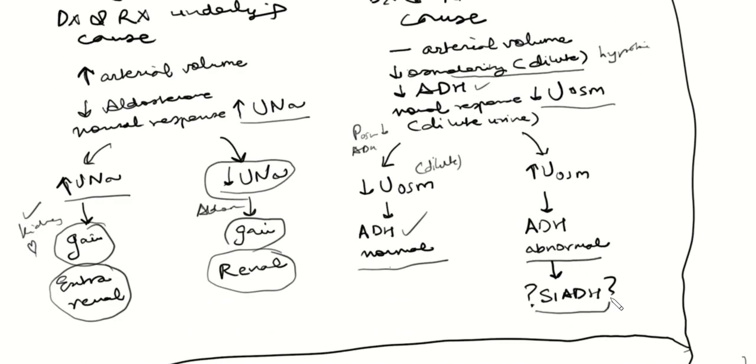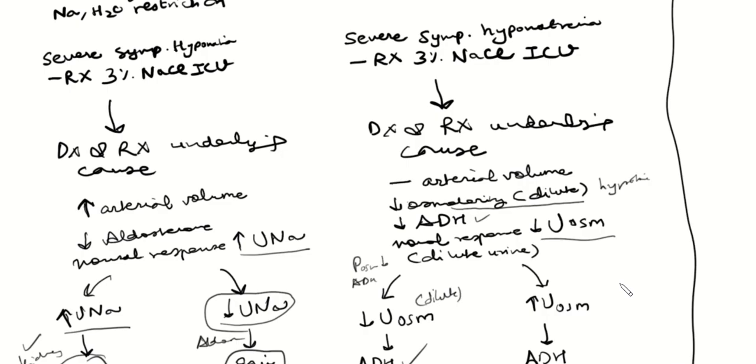And that gives one of the possibilities to consider: why is my ADH acting abnormally? Syndrome of inappropriate antidiuretic hormone. Okay? So that gives you a little insight into this, and also into SIADH, which we'll talk about a bit when we talk about endocrine as well.